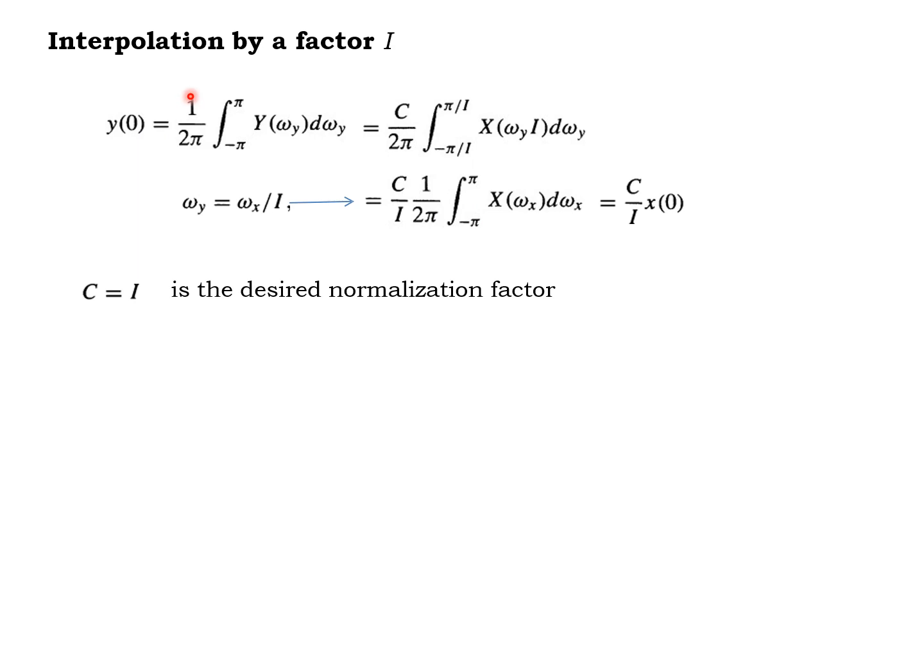y of 0 is equal to the inverse Fourier transform, 1 divided by 2 pi into the integral from minus pi to pi of y of omega y into d omega y, where we can simply replace y of omega y with the previous expression. After replacing it, we get c is equal to I, which is the desired normalization factor, right?